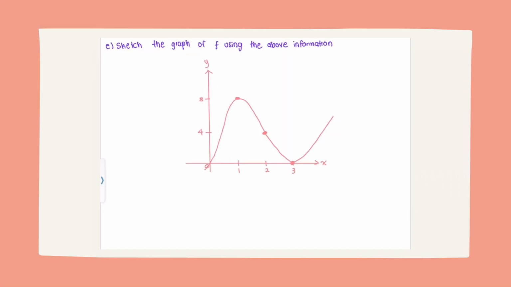For the last question, sketch the graph of f using the above information. So first step, we need to draw the y-axis and also the x-axis, and write a value for the y-axis, same with the x-axis, and plot the maximum point, which is 1, 8, the inflection point 2, 4, and lastly the minimum point 3, 0, and connect the lines of the plotted points, and that's the answer for the graph.